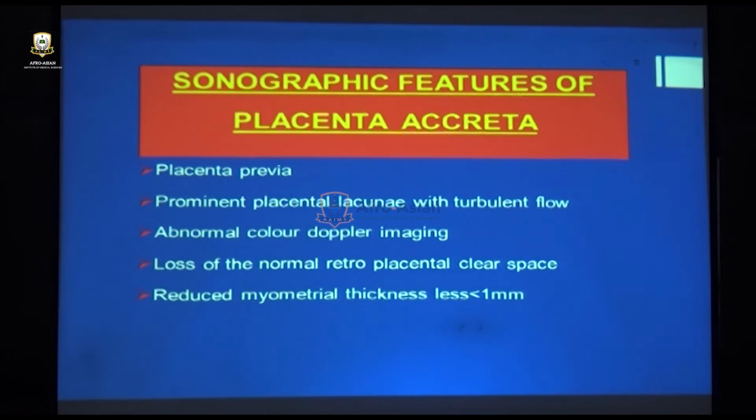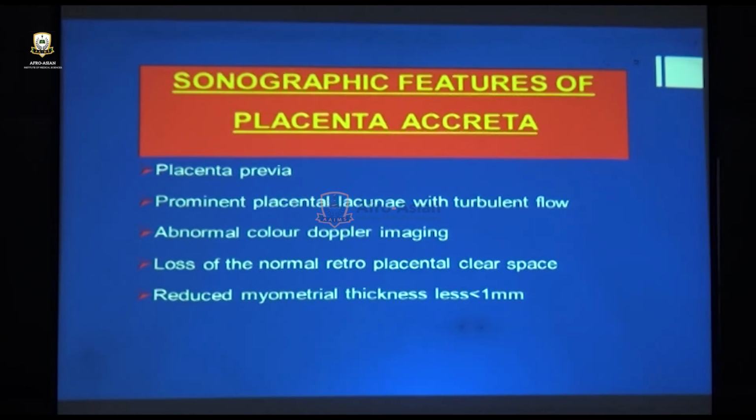So these are the sonographic features which will lead us to the diagnosis of placenta accreta or increta. There are five. One, placenta previa. Two, prominent placental lacunae with turbulent flow. Three, abnormal color Doppler imaging. Four, loss of the normal retroplacental clear space, which we've seen at the start. And the fifth one is reduced myometrial thickness, less than 1 millimeter.